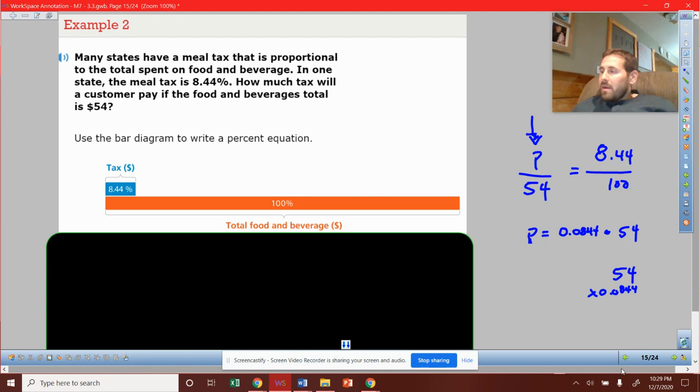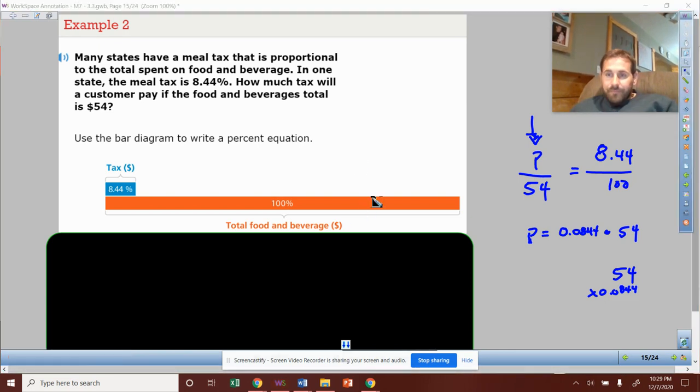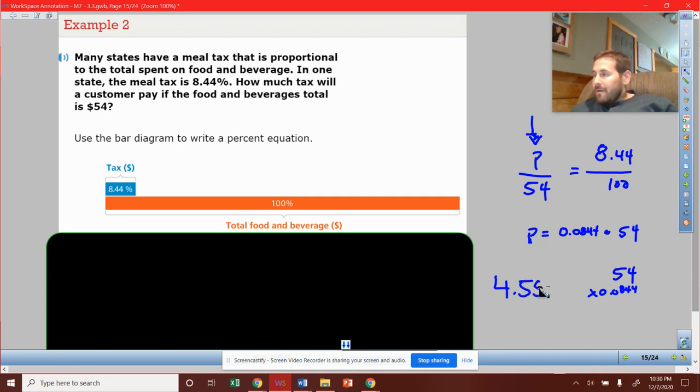Okay, so when we do that, I'm assuming you all can multiply those numbers out. I'm not going to do that in my head, so I'm just going to quickly grab a calculator. We're going to do 54 times 0.0844. So it becomes 4.5576. So obviously that's not what they're going to ask you to pay. So that's going to be rounded to $4.56 in taxes.